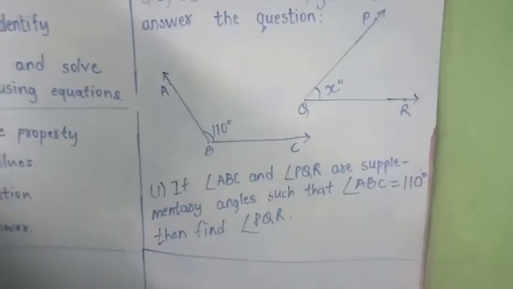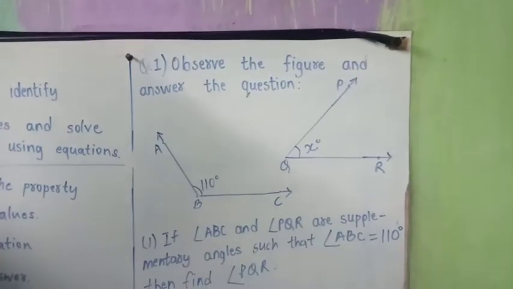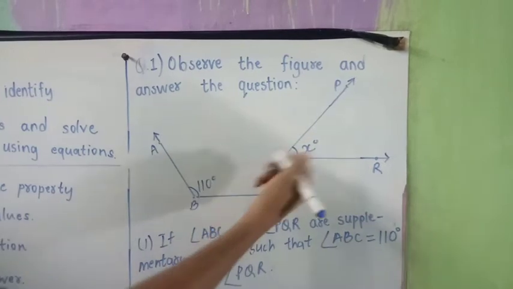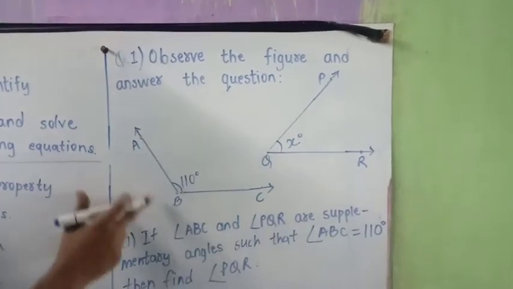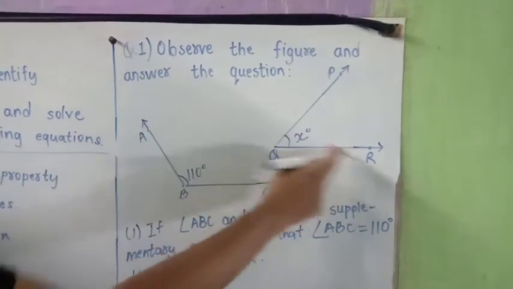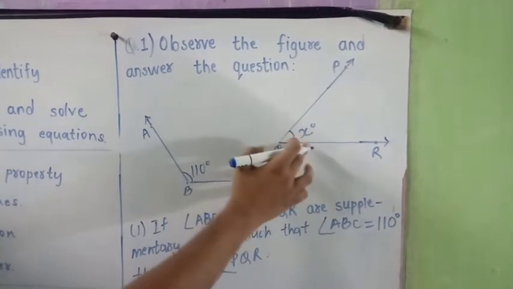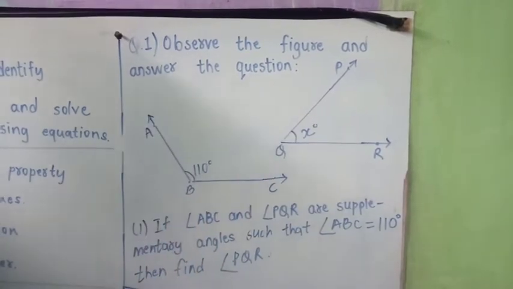This is our question. Observe the figure and answer the question given below. There are two angles given to us: angle ABC, which is 110 degrees, and angle PQR. We don't know the measurement of this angle, so I have taken it as x.